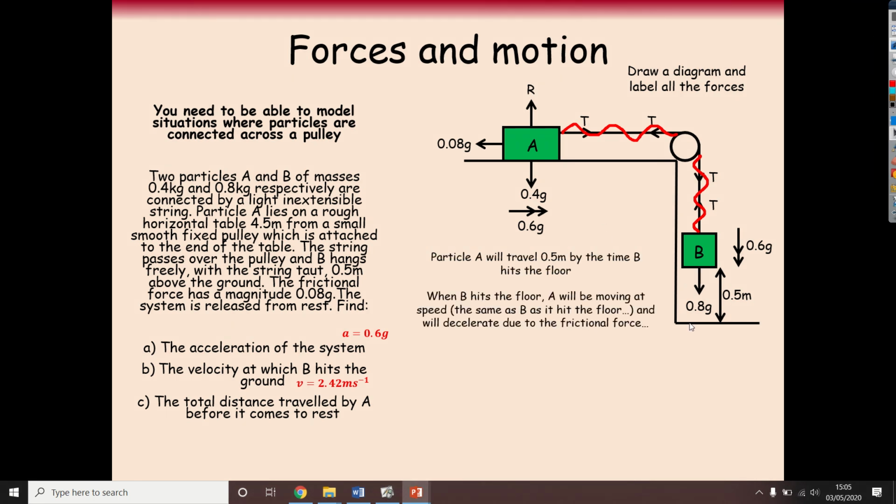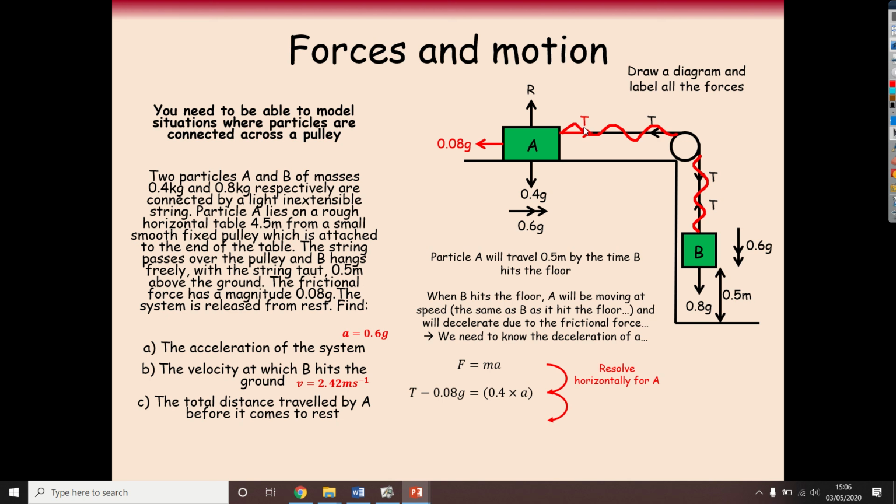Right, B's travelled 0.5 meters. That means A is going to move by the same amount as well. When B hits the floor, A will be moving at speed. So there's going to be some kind of velocity that we're moving at, and then the string goes slack, and it's going to skid to a halt before it hits the pulley. And we're going to work that out. So what we need is the deceleration of A at the moment when B hits the ground.